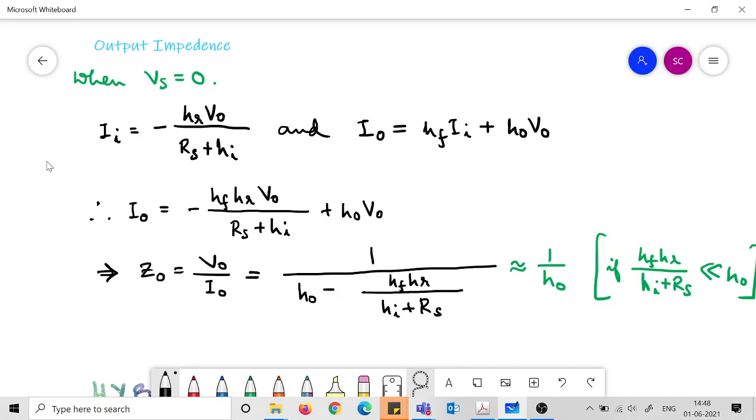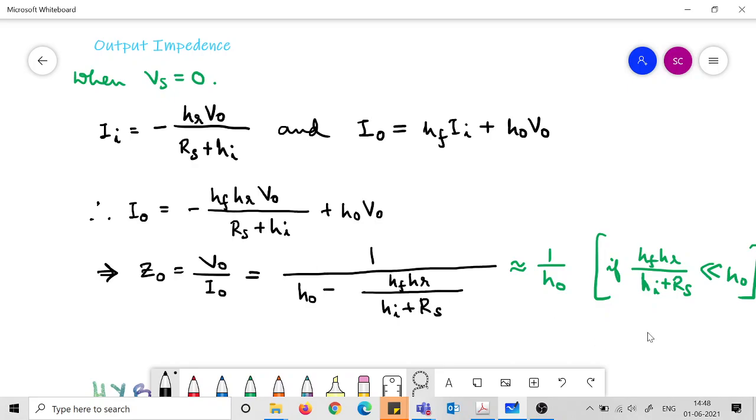And your I0 is HF II plus H0 V0. HF II is one branch which is the current source, and H0 V0 is through the other branch, the H0 branch, that is I0. So II can now be written in terms of V0, and Z0 can be found out by V0 by I0, which comes out like this. So if you solve it, it comes out like this.